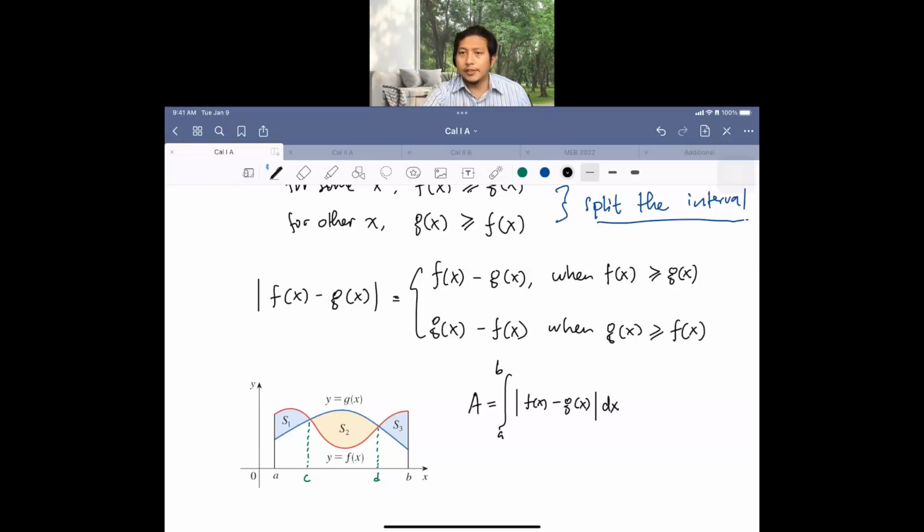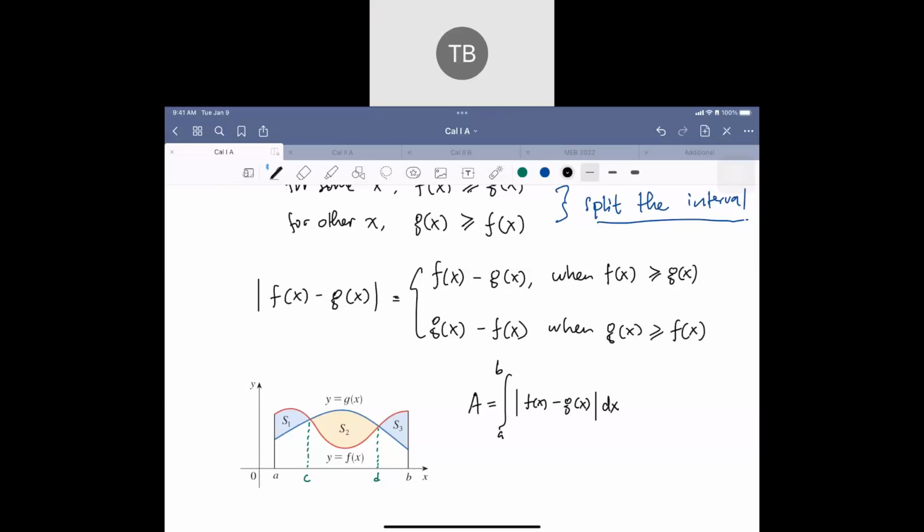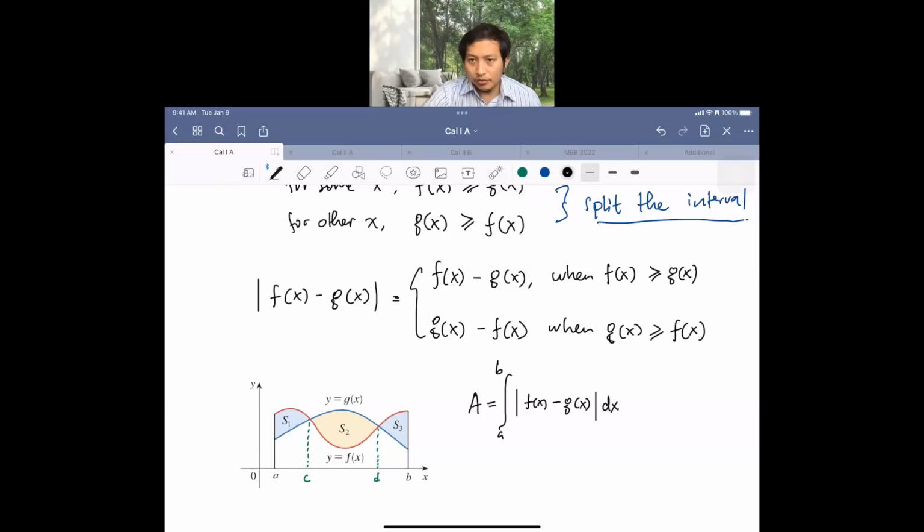Professor, I want to ask, in this case, if we do an integral, we just do it normally, right? Yes, do it normally.